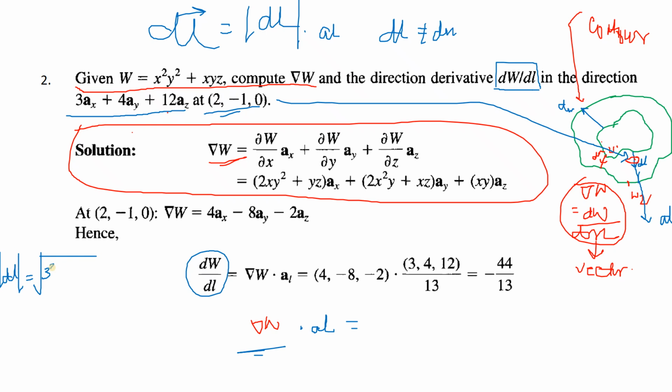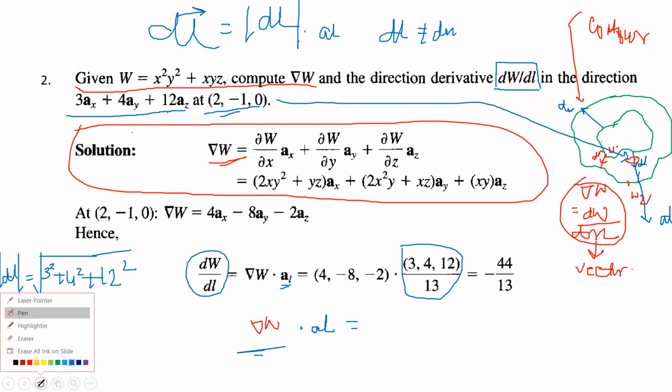What will be the magnitude of dl? Root over of 3 square plus 4 square plus 12 square. 9, 16, 144. So it will be root over 169, which is 13. And on top there is the vector.